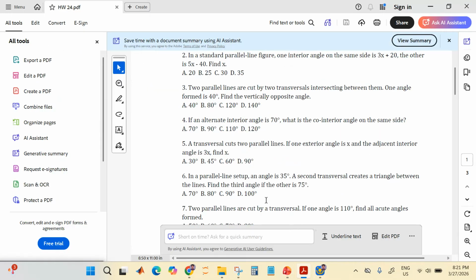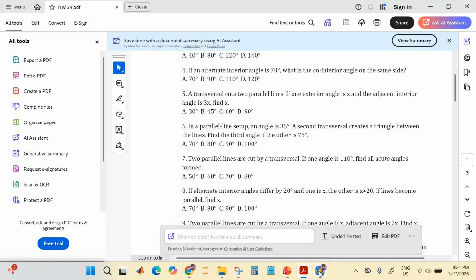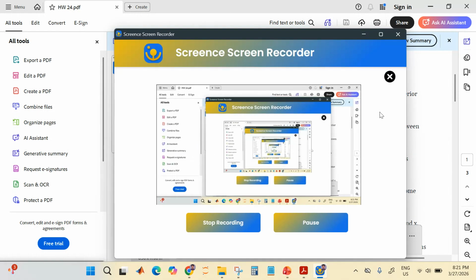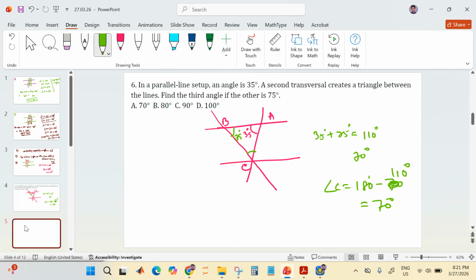So move to question number 7. Two parallel lines are cut by a transversal. If one angle is 110 degree, find all acute angles. Find all acute angles formed. Two parallel lines are cut by a transversal if one angle is 110. Okay. Question number 7.